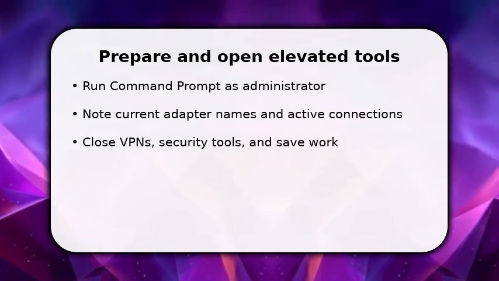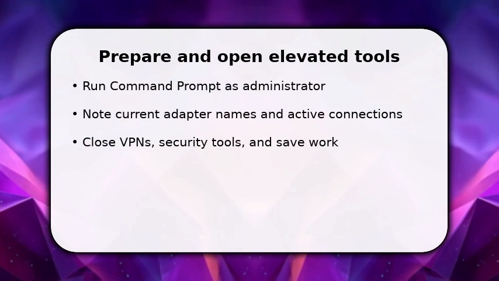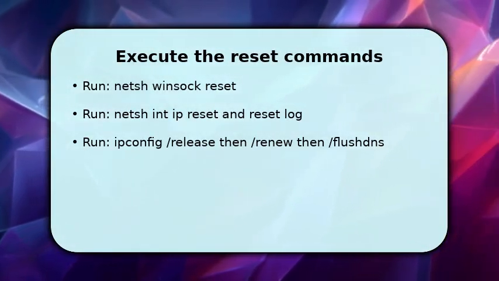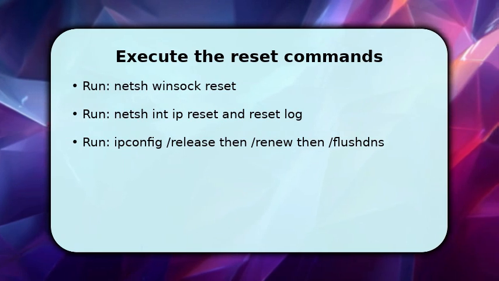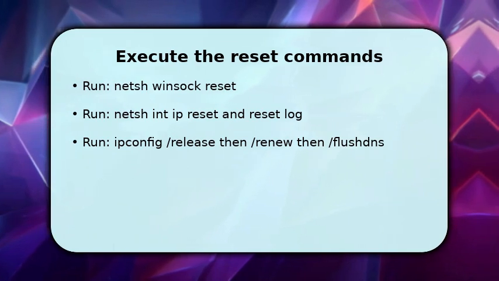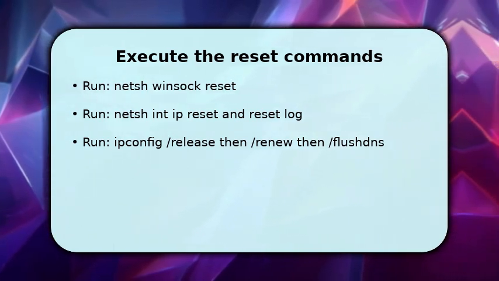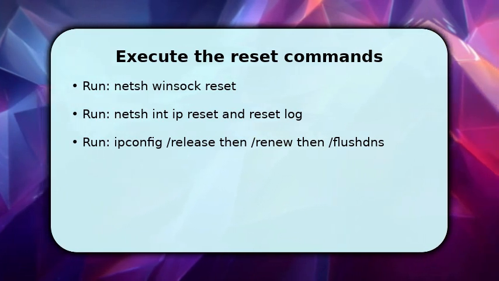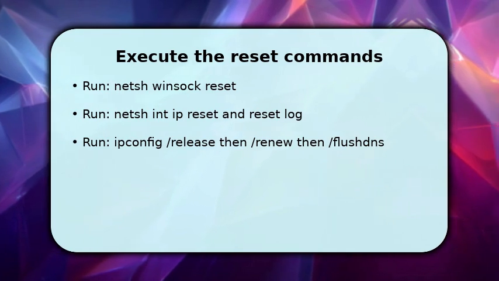You now run the core reset commands in order to restore Windows networking components. First, type netsh winsock reset to fix socket layer issues. This addresses many application-level connection failures. Next, run netsh int ip reset and include the reset log to rewrite TCP/IP registry keys, which corrects corrupted stacks.